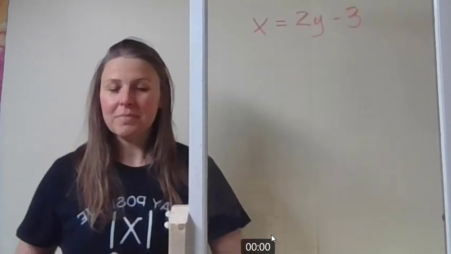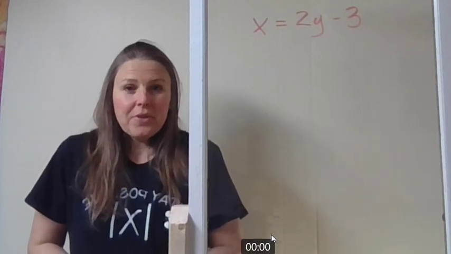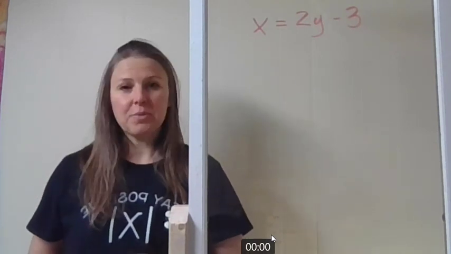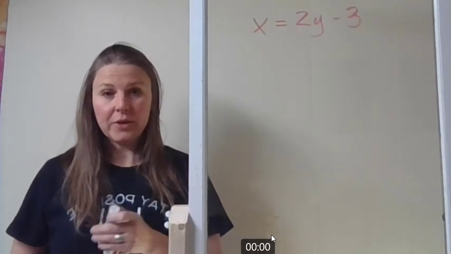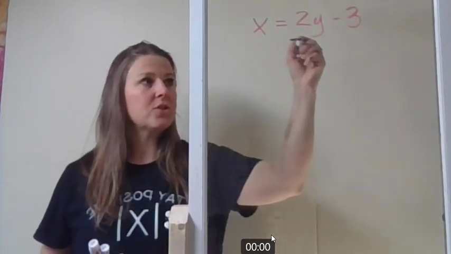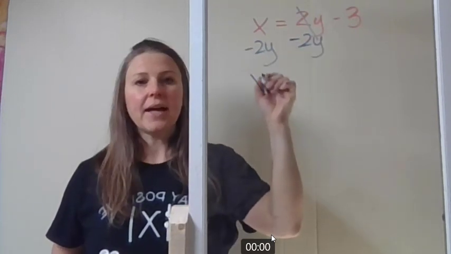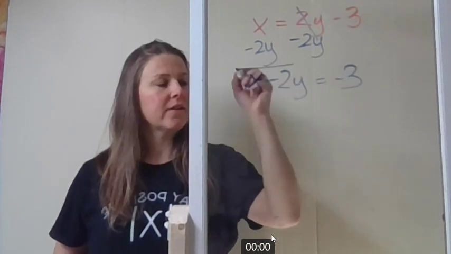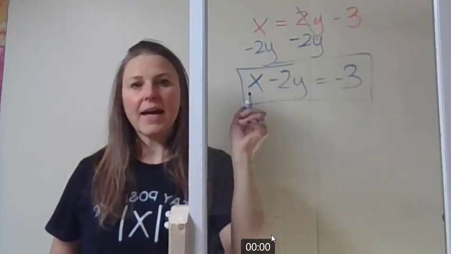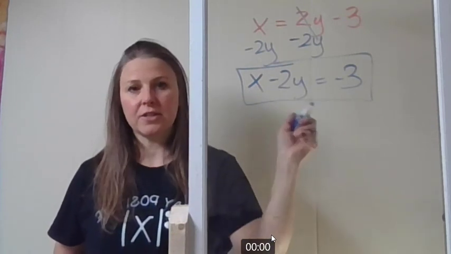Here's our next problem. Now, this problem, it's not in either form, so let's put it in both. The easiest form to put it in initially is probably going to be standard form. So in order to do that, we would subtract the 2y from both sides. So x minus 2y equals negative 3. There is the beautiful standard form. The x is positive, the x is not a fraction, the y is not a fraction, done.